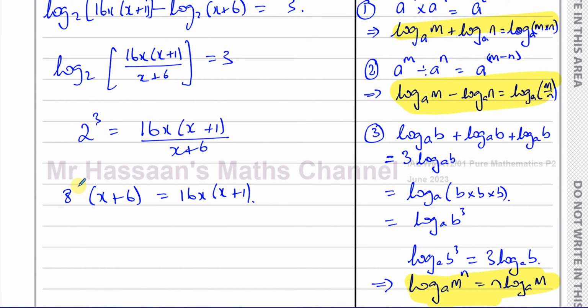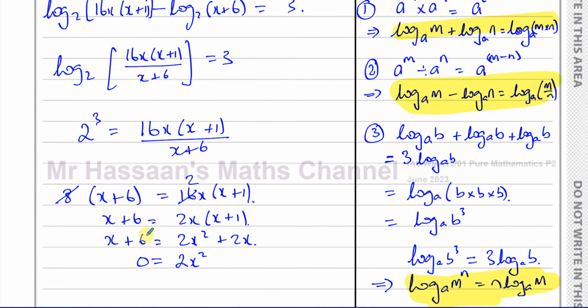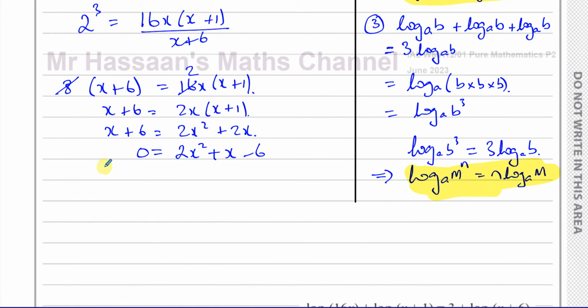Now I can divide both sides by 8. That's going to be 2, so I have x plus 6 equals 2x times x plus 1. And now if I expand this, I get 2x squared plus 2x. And then I can see I've got a quadratic equation to solve. So I have 2x squared, I have 2x minus x, which is plus x, take away 6, minus 6.